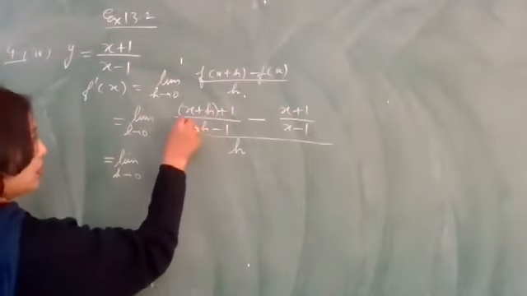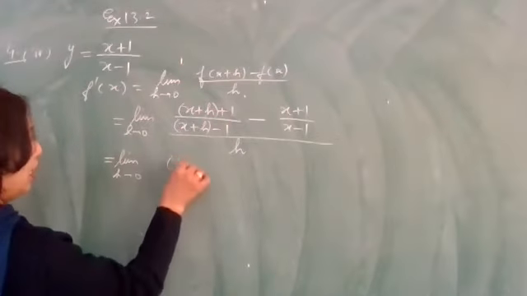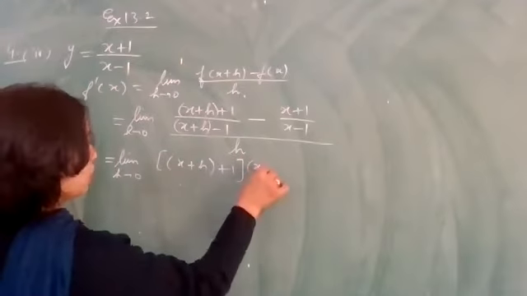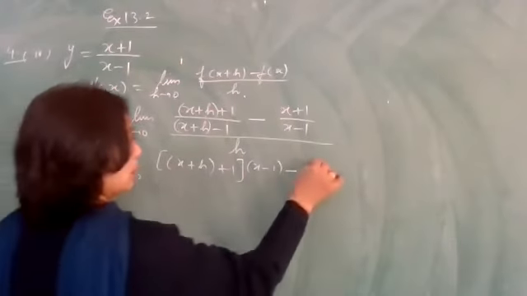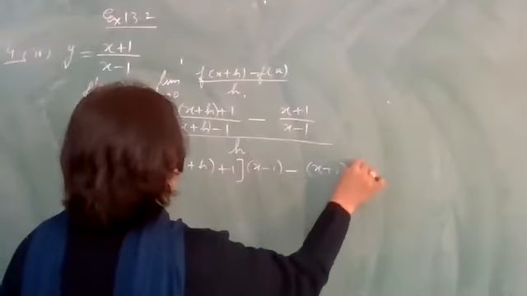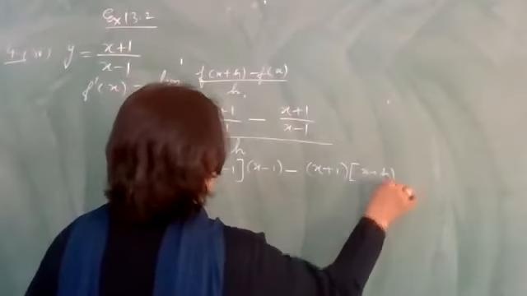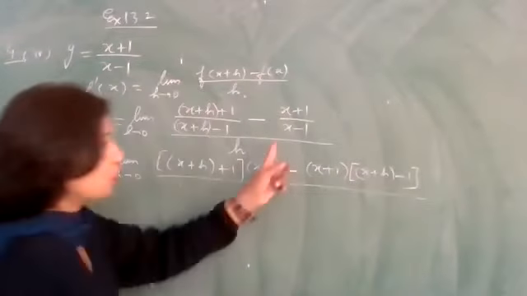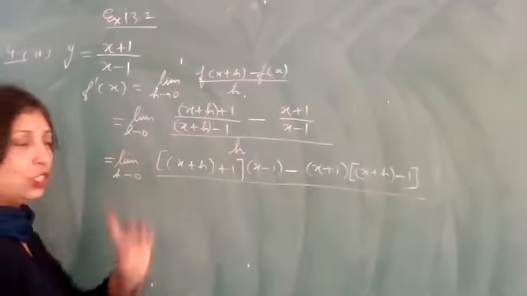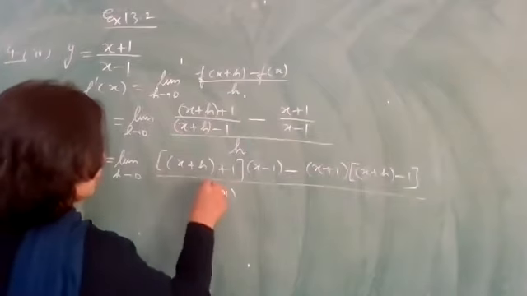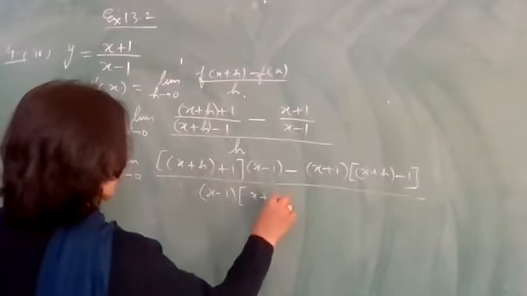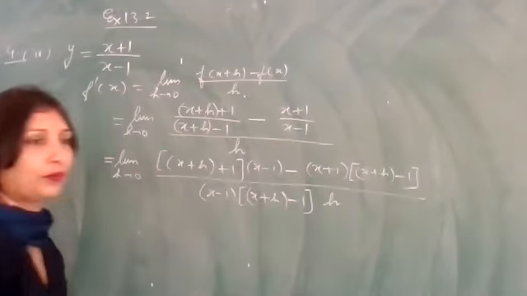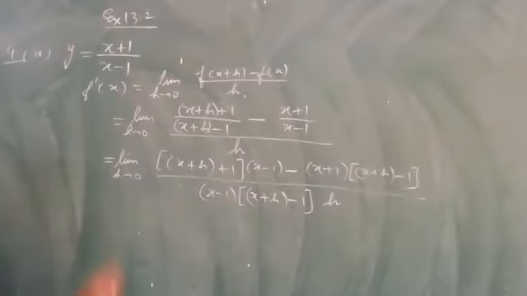So let's take it as (x plus h plus 1) into (x minus 1) minus (x plus 1) into (x plus h minus 1). And in the LCM it will be (x minus 1) into (x plus h minus 1), and there is h also. Okay, don't forget to write h.